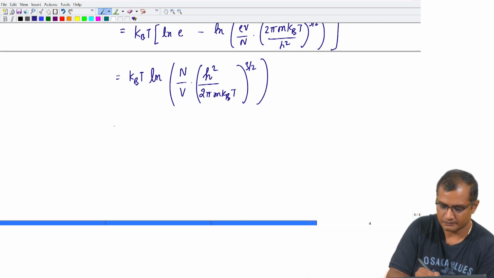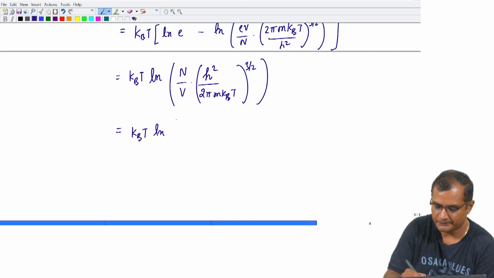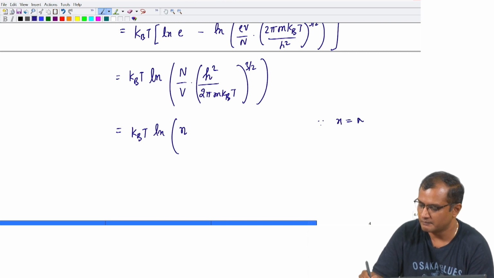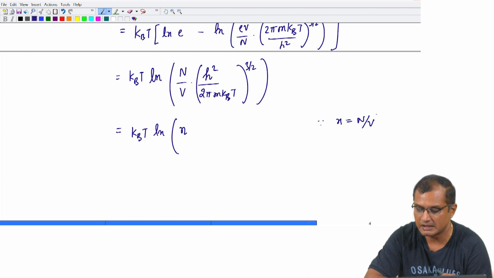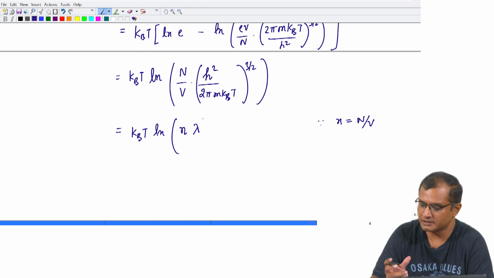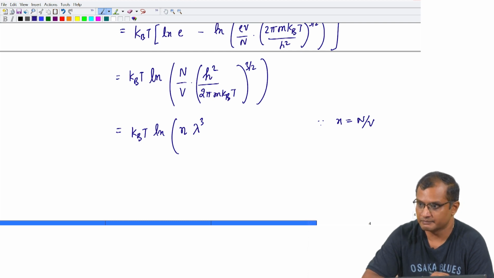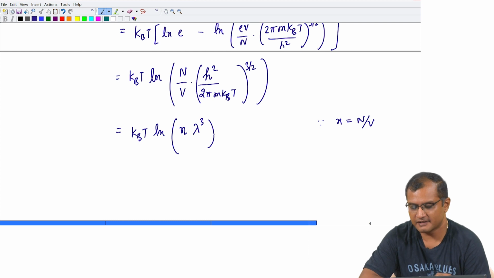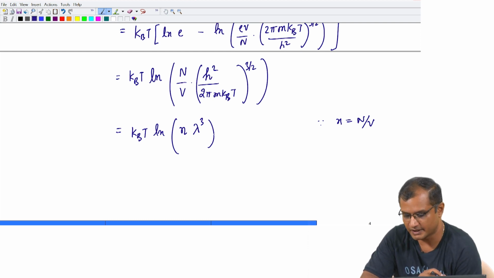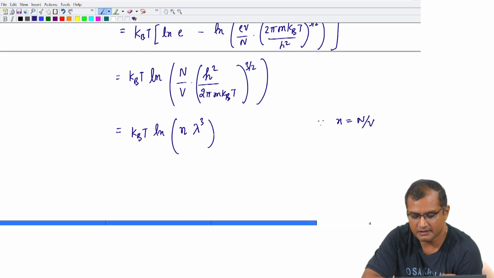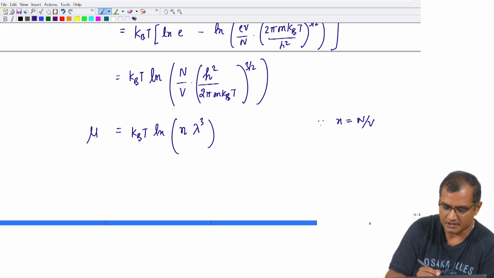Now, you can think of this n by v as some density, and h square by 2 pi m k T, the whole square root, is nothing but our de Broglie wavelength or scale factor. This entire thing is raised to the power 3. So now you can see in some sense the role of chemical potential here. There are two length scales coming, one is the de Broglie length scale and the other is the density length scale, and it is whose logarithm decides the chemical potential in our case.